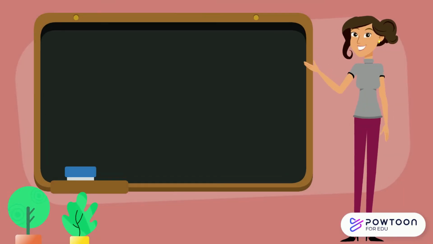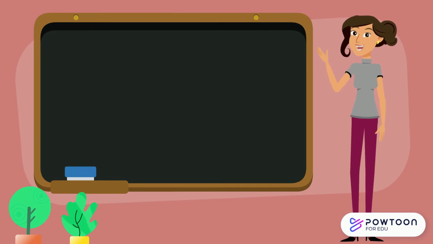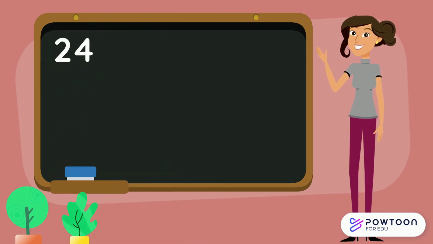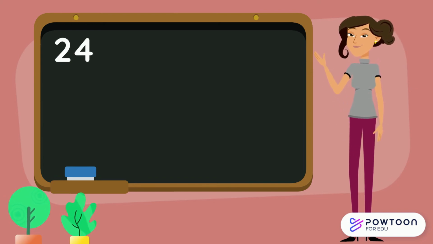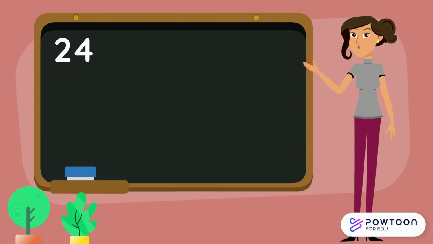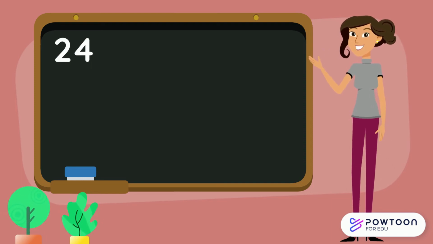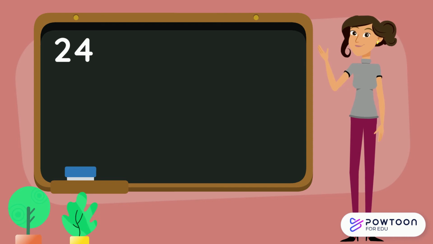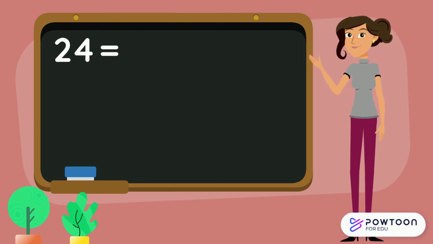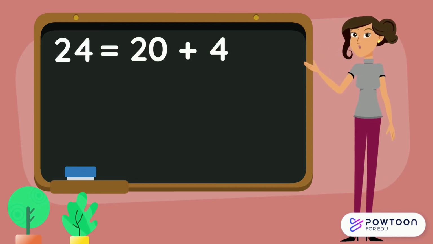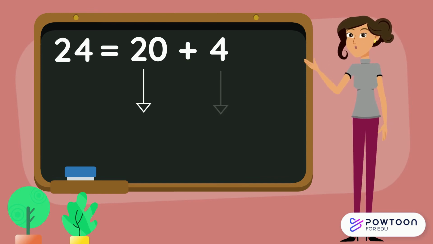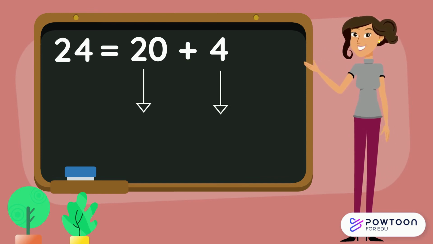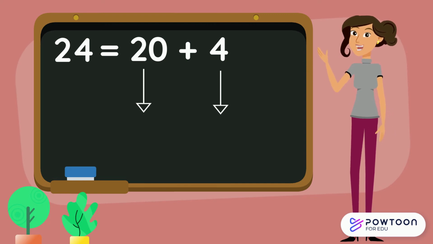Why don't you try this one on your own? Can you double the number 24? Let's see how you did. First, you needed to decompose the number 24, which would have been 24 equals 20 plus 4. Then, you needed to add in your thinking arrows, one underneath the 20 and the other underneath the 4. These help to remind us that we are doubling.